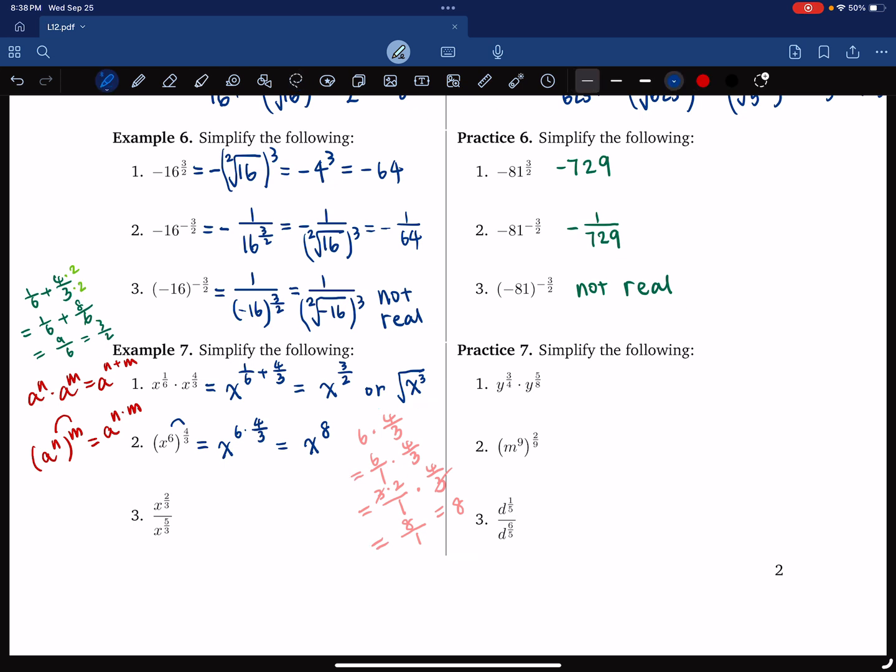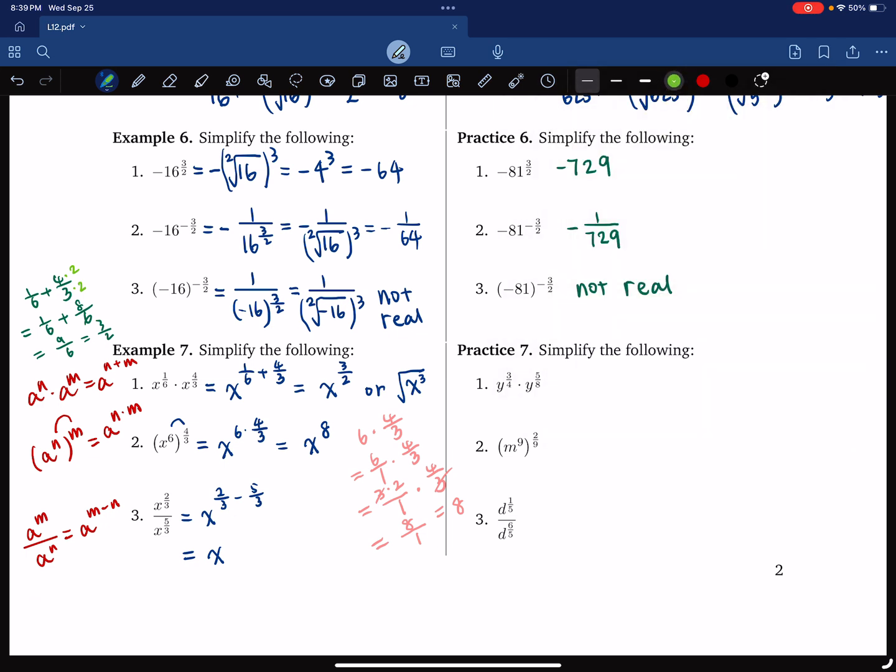Okay. And then number 3. Number 3 will require you to use the property where you divide two exponents with the same base. We subtract the exponents. So in this case, we simply keep the base, subtract 2 over 3 by 5 over 3. And this will give you, so if you subtract the fractions, let's do it somewhere else.